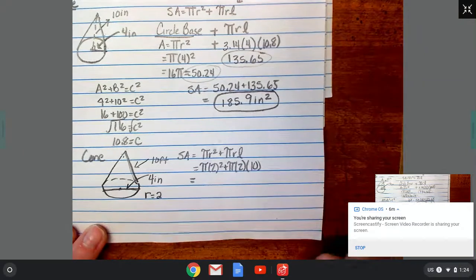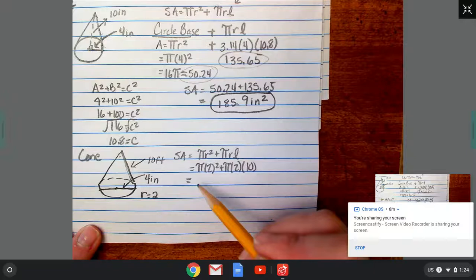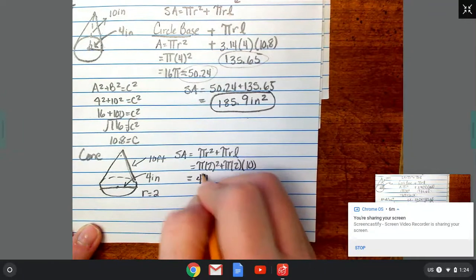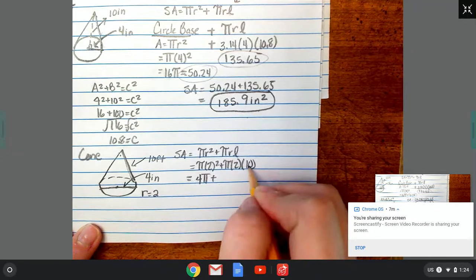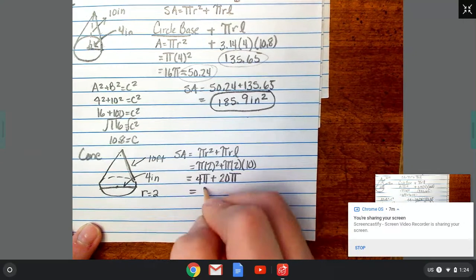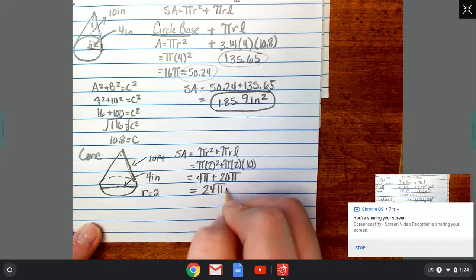And sometimes they ask you to leave it in terms of pi. Up here we did decimal, so here let's just do in terms of pi. 2 squared is 4 pi. 2 times 10 is 20 pi. If you add that together, 20 and 4 is 24 pi inches squared.